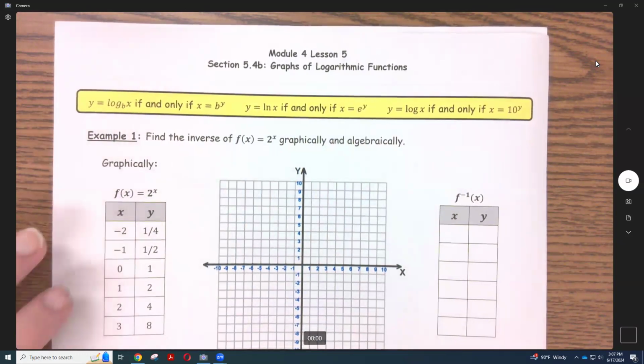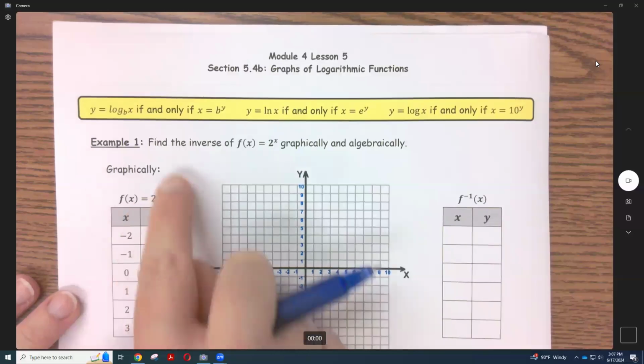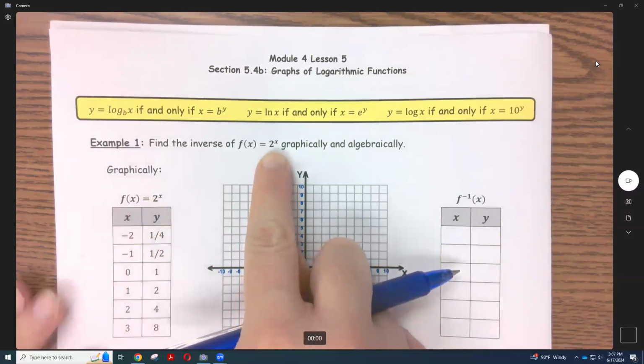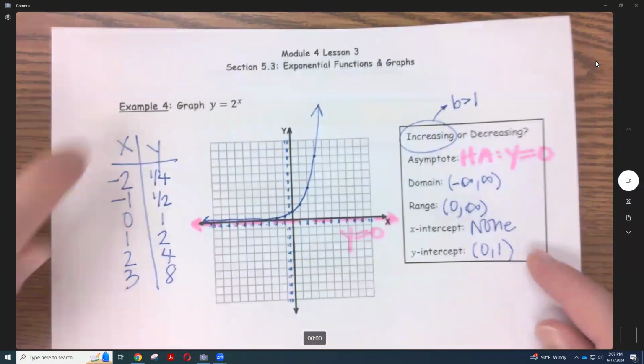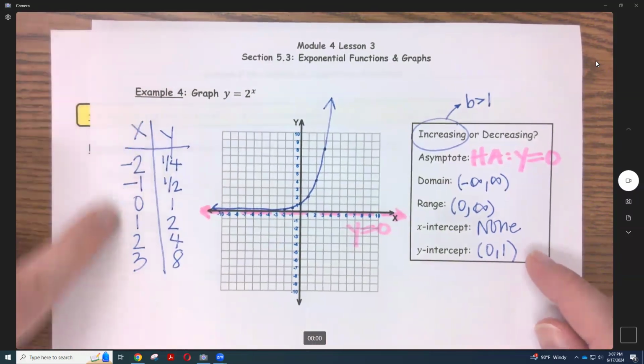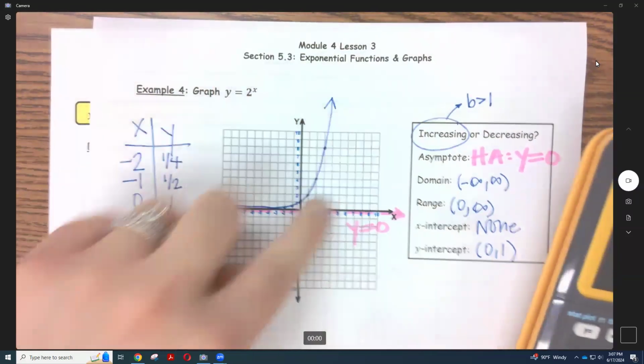Example 1 says find the inverse of f of x equals 2 to the x graphically and algebraically. So let's discover what a log graph looks like here. We have already graphed 2 to the x power. If you go back to lesson 3, we already did this graph. So I just recopied this table. And so we should get this graph here.